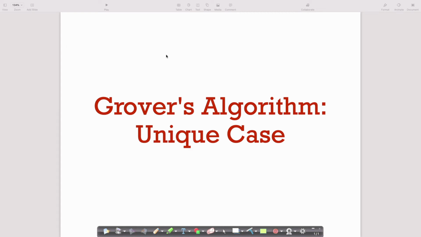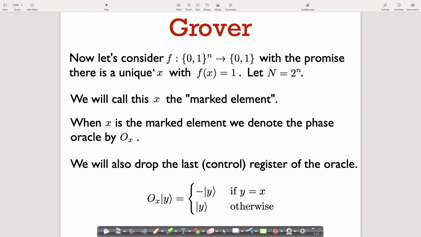In this video, we're going to see a more general version of Grover's algorithm. So here the setup is we have a Boolean function f that takes as input an n-bit string and outputs 0 or 1. And we're still going to have the restriction that we're promised that there's a unique x with f of x equals 1. Okay, and our goal is to find this x. And I'm going to call this x the marked element.